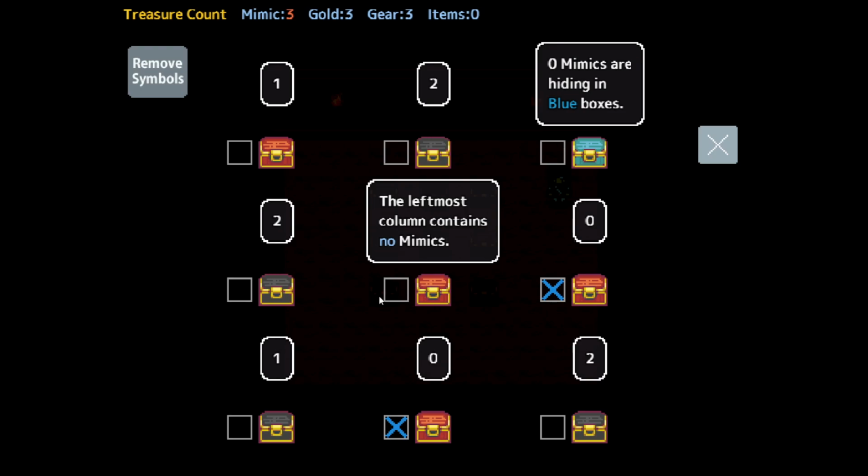No. Leftmost column contains no mimics. This has to be true, because if that's a lie, then the leftmost column would have to have a mimic, and that's 4 mimics. So that one's a mimic. 0 mimics are in blue boxes, and that is 2. Yeah.